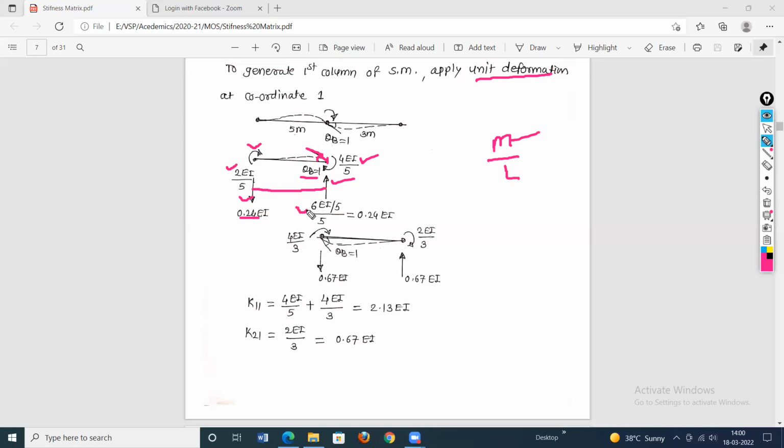So how much is it? Here it is written: 6EI by 5 divided by 5. Its answer is 0.24EI. And this also will be 0.24EI at A support. The only thing is that this is downward, and this will be upward. So these are the moments at the ends and the resistive forces at the ends in the first part.